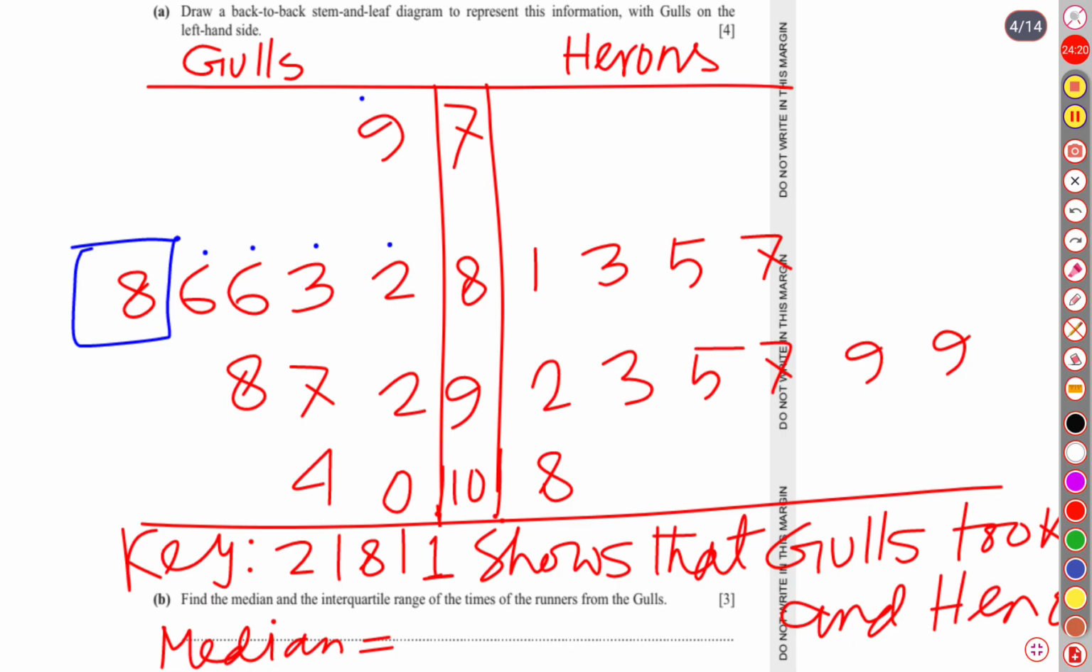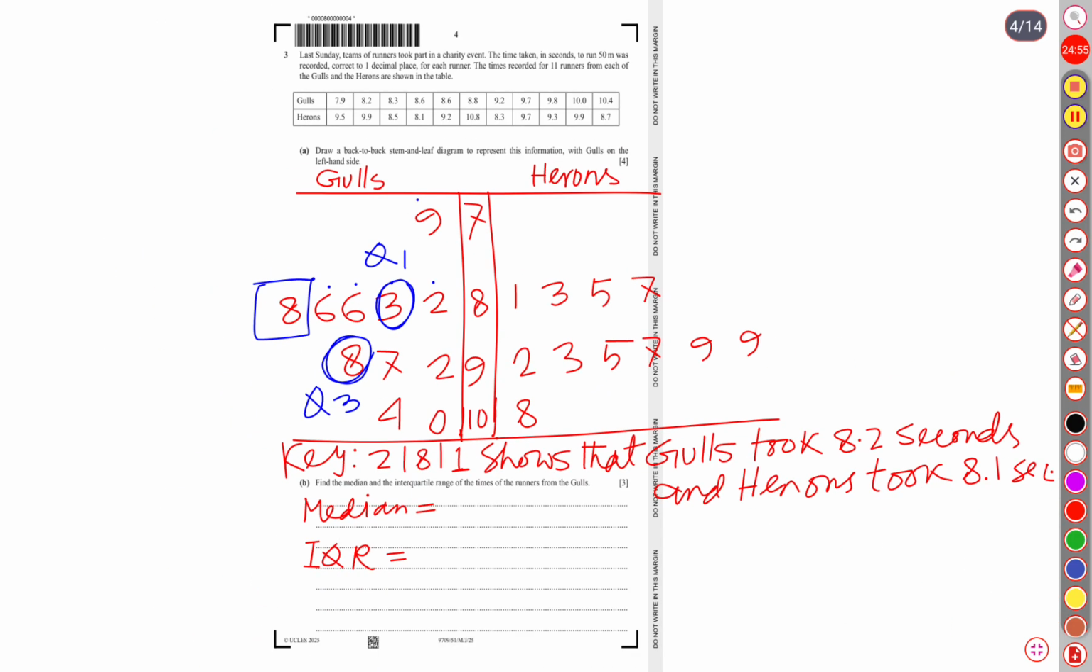Then the lower quartile will be, as there are total 12 data, 12 over 4, that means the third one is the lower quartile. We can write here lower quartile, and the third quartile is going to be 12 over 4 times 3, that means 9. This one is the upper quartile. So our median is 8.8 seconds.